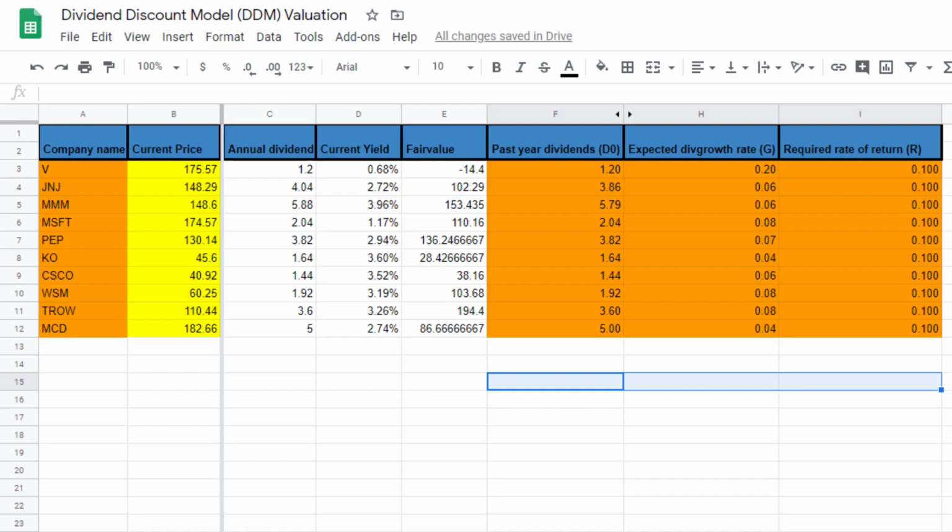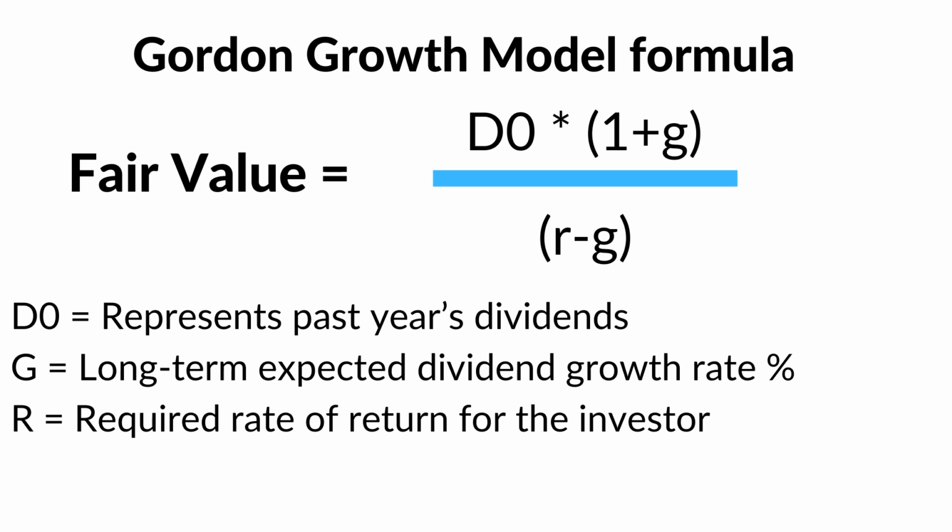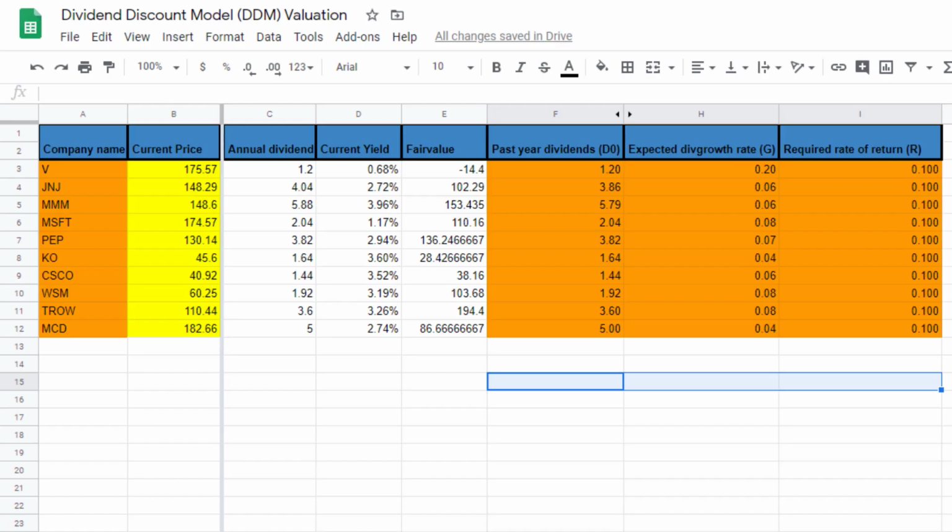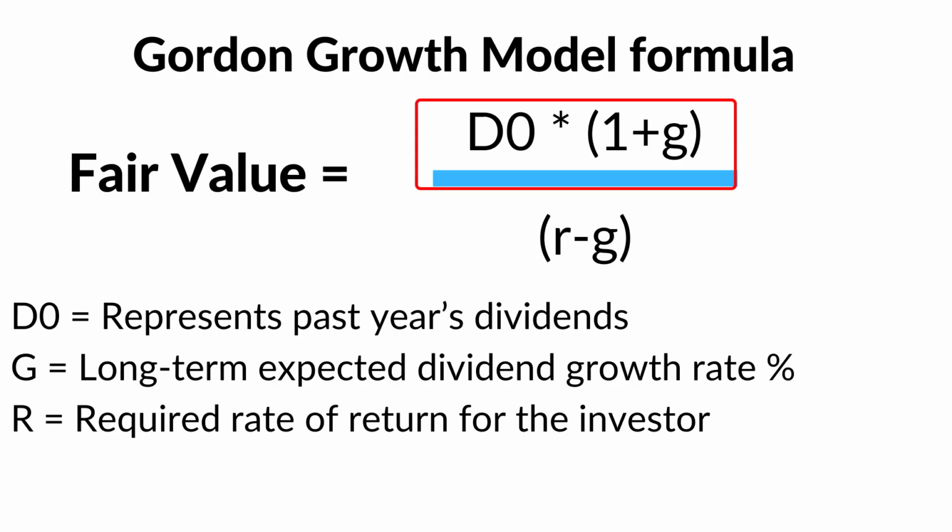The formula of the Gordon Growth model is the one you see here, where D0 represents the past year's dividends, G is the expected dividend growth rate for the long run, and R is the required rate of return for an investor. The formula for the Gordon Growth model might seem complicated, but it's actually quite simple, as you will discover. So the whole purpose of the top part of the formula is to calculate next year's dividend.